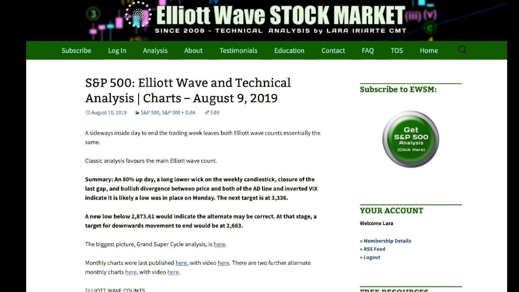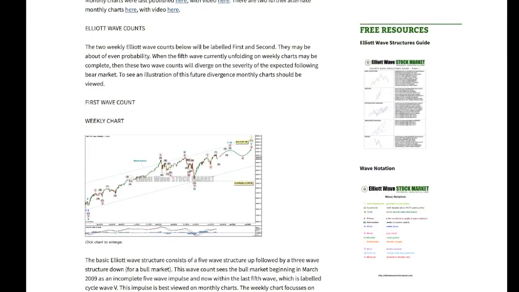However, we don't have a 90% upward day, so that's the strongest piece of evidence, or rather lack of evidence, which may favour a bearish outlook. If price does fall to a new low below 2873.61, that would indicate the alternate may be correct, and if that happens, the target for downward movement to end would be at 2663.